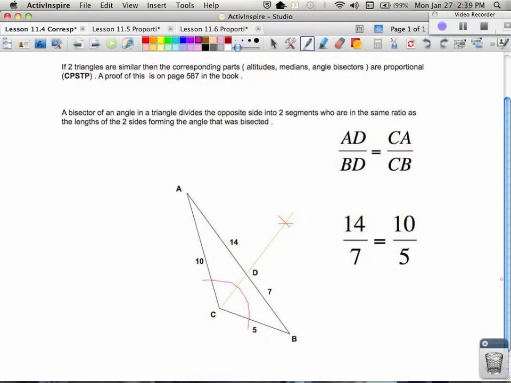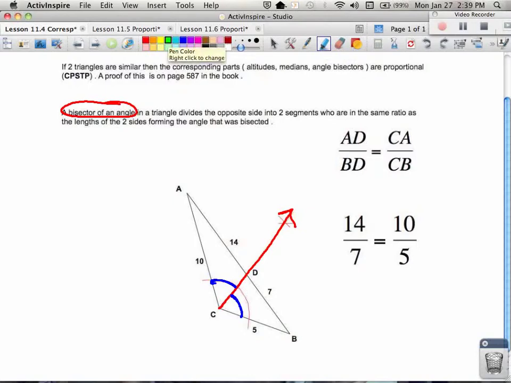So what this really means is that if I have an angle bisector right here, going from C through D, and I know that that angle bisector, which I'm going to circle right here, cuts the angle into two congruent parts, so this angle right here and this angle right here, then I can look at the ratios, and they match up in a proportion, just like similar triangles.